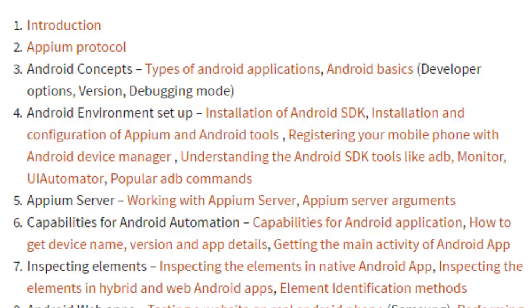In part 1 of this tutorial, I'm going to explain these 5 points: introduction to Appium, then the Appium protocol, types of Android applications, then how to set up the environment for Appium automation, then how to start the Appium server and what the different server arguments are. So let us start with the introduction.